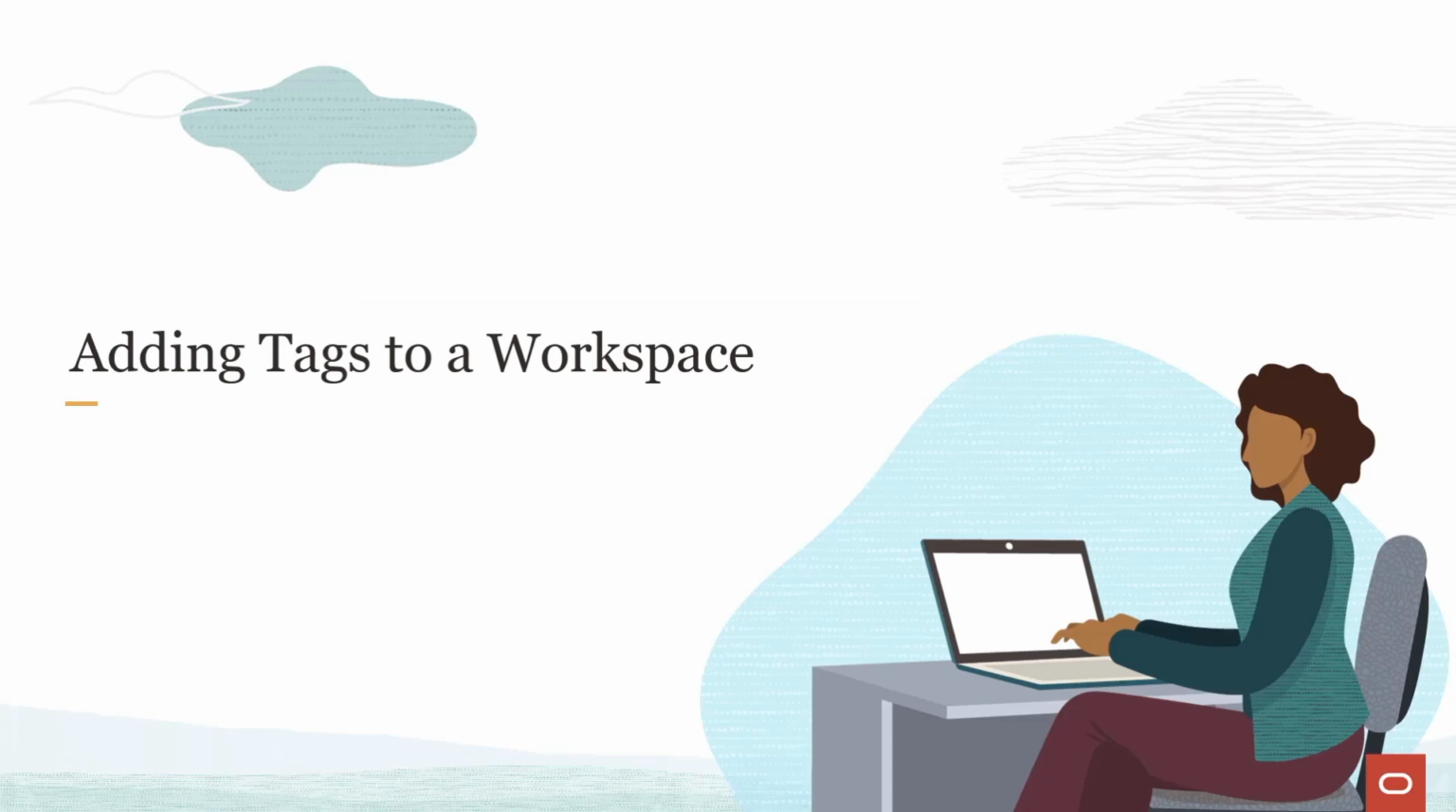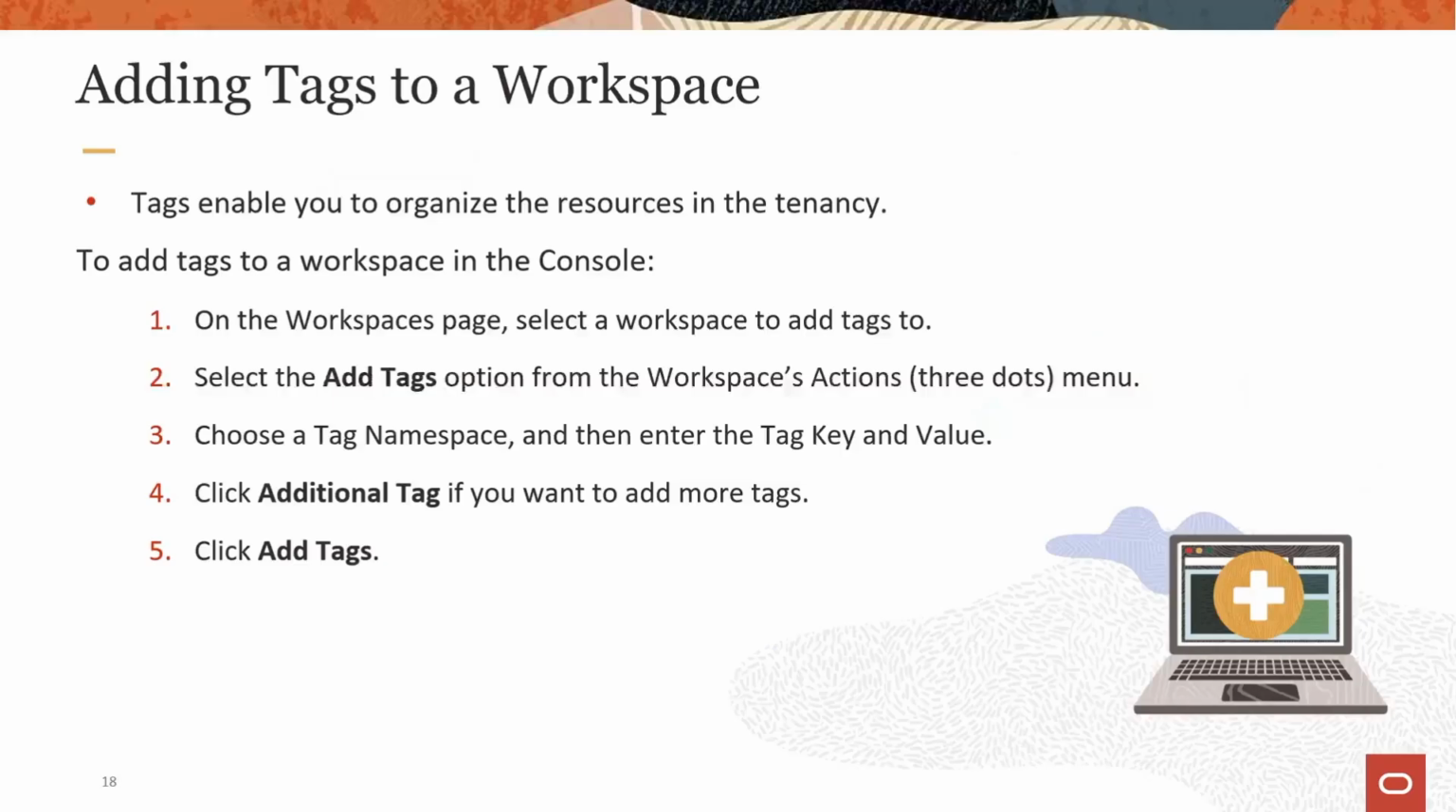Now, you will learn to add tags to a workspace. What are tags? Tags enable you to organize resources in the tenancy. If you wish to add tags to a workspace in the console, on the Workspaces page, select a workspace for which you want to add tags. Select the Add Tags option from the Workspace Actions, that is the three dots menu. Choose a tag namespace and enter the tag key and value. If you want to add more tags, click Additional Tag option. Finally, click Add Tags.